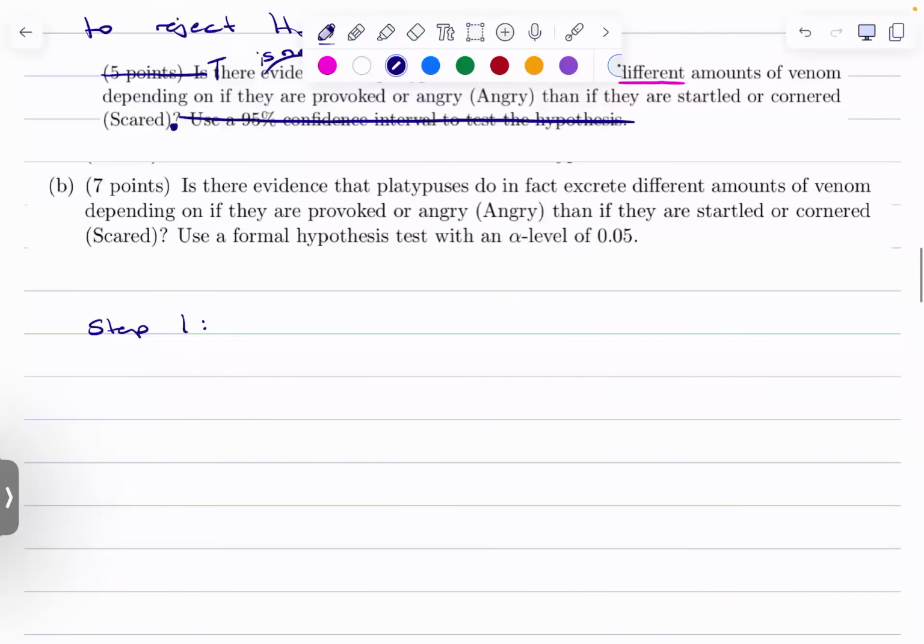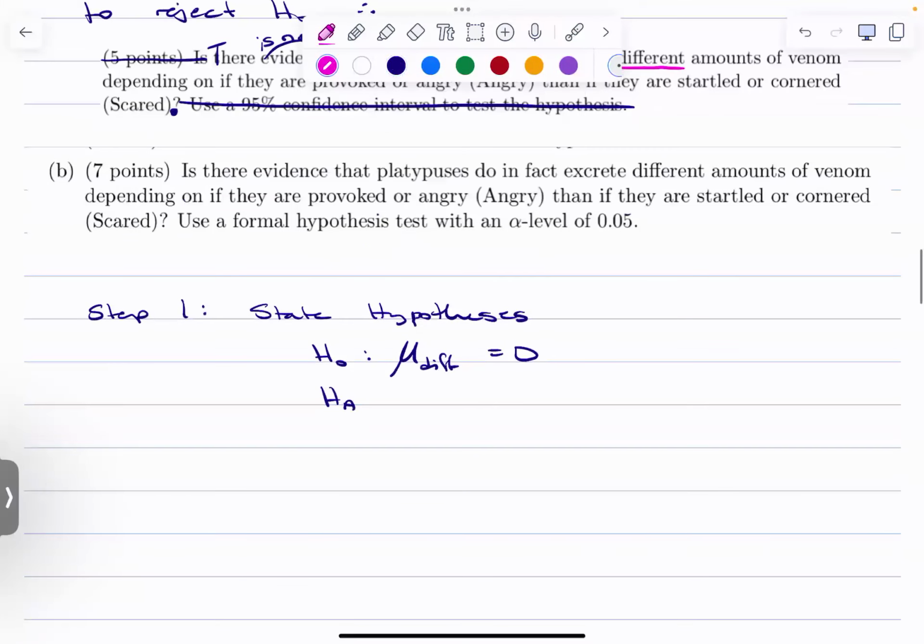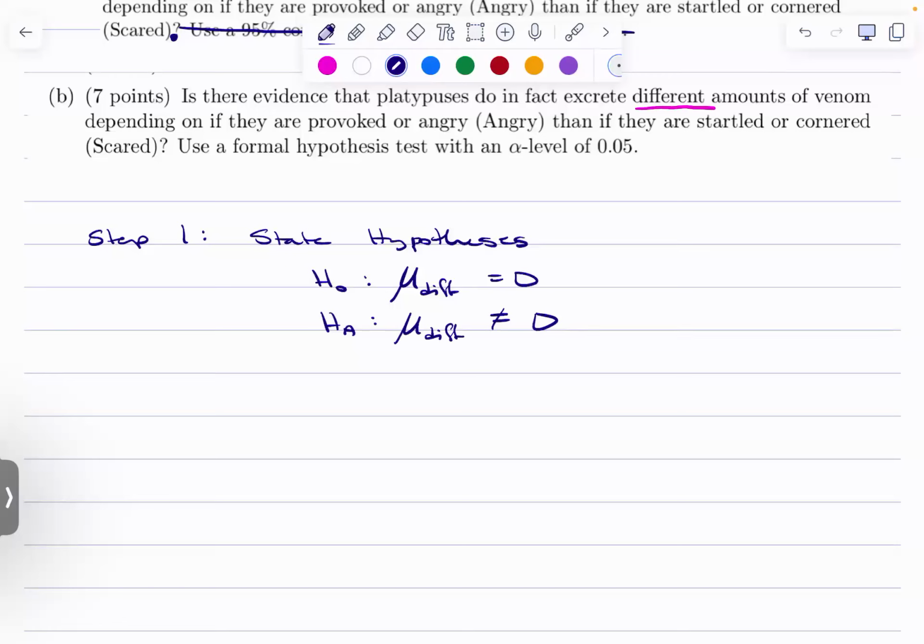Mu diff is equal to 0. And we said, I want to know if they excrete different amounts, which means that the mean difference would be different from 0. I know, it gets a little boggy, but as long as you're really careful, you'll be all right.